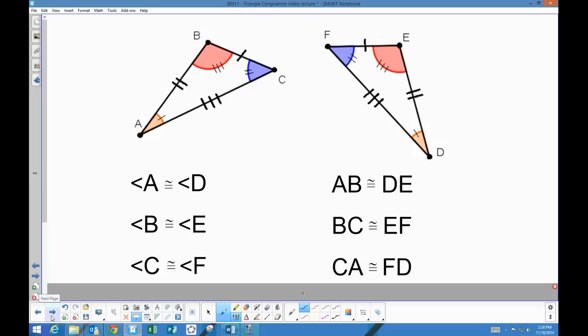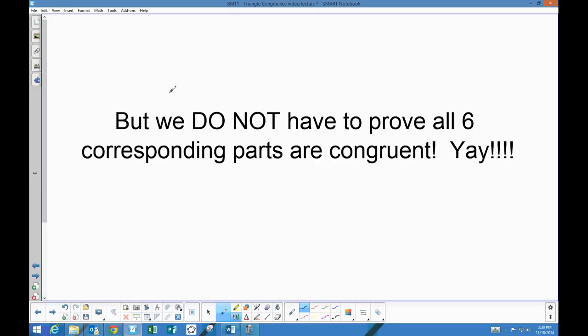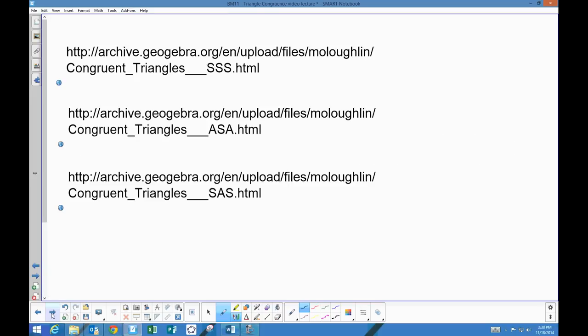The big question is, though, that's 6 different pieces of a triangle. We don't have to prove all 6 corresponding parts are congruent. Yay! That means less work for us. Instead of proving all 6 parts are congruent, we have some shortcuts, and that's what we're going to learn today. All right, the first shortcut that we've got is called the SSS shortcut.